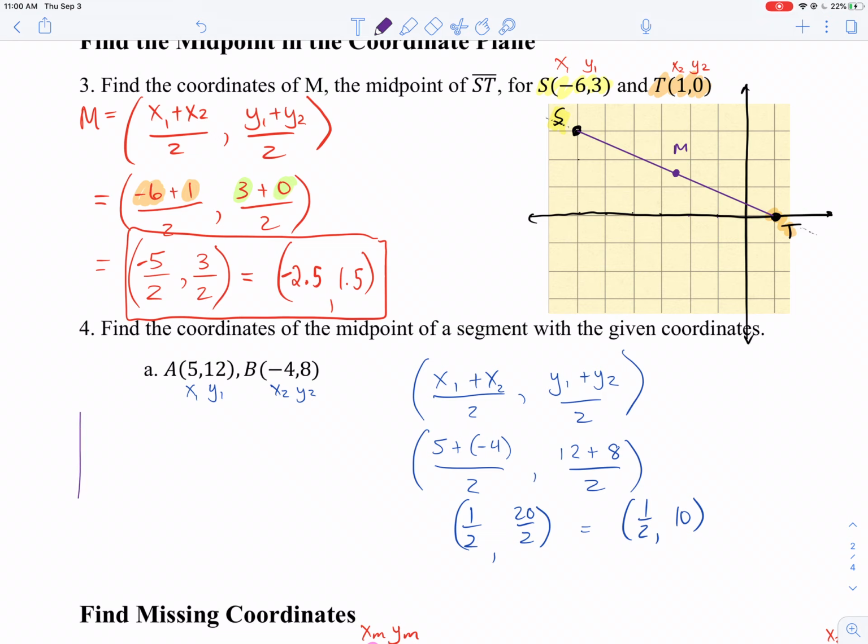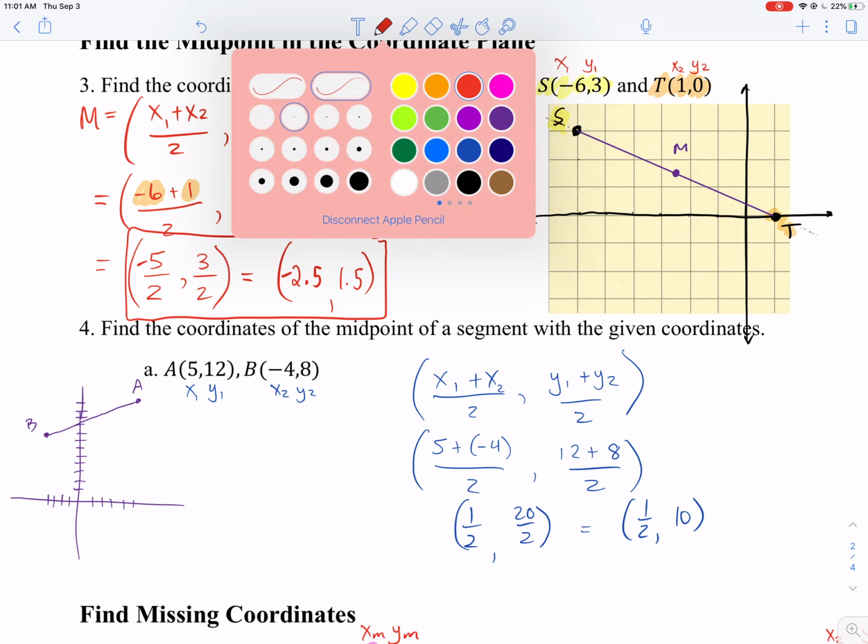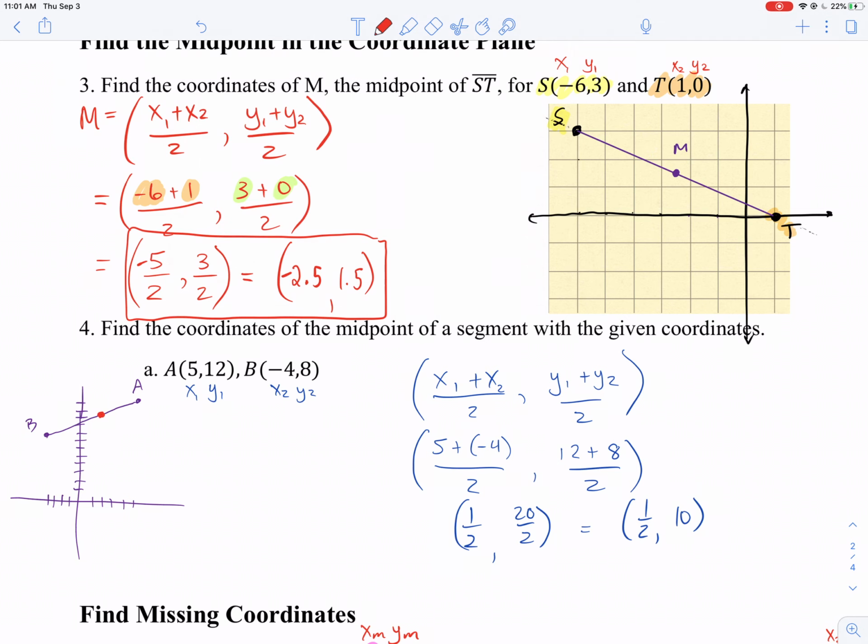Okay. If you wanted to, you could sketch one and count 1, 2, 3, 4, 5, and up 1, 2, 3, 4, 5, 6, 7, 8, 9, 10, 11, 12, and say, okay, I know A is way up here, and B is at -1, 2, 3, 4, and 1, 2, 3, 4, 5, 6, 7, 8. So it's here-ish, right? So you know that your midpoint should be somewhere in that area. I know I need a positive x, and I know I need a positive y because of what quadrant it's in.